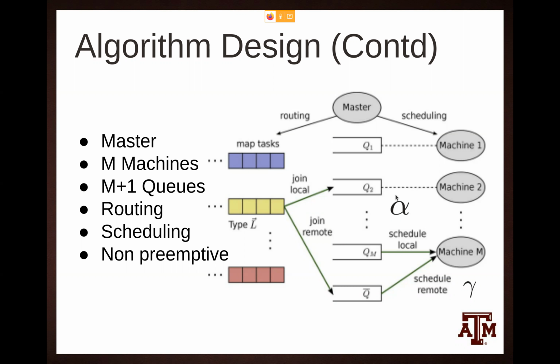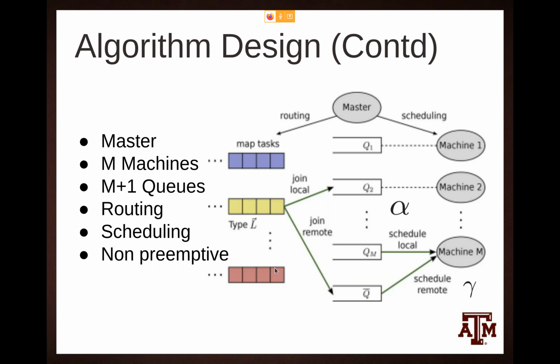We need to look at the parameters alpha and gamma before we get into the algorithm. Alpha is the service rate, or the probability that a task would be successful at a local machine, and gamma is the similar parameter for a remote task.